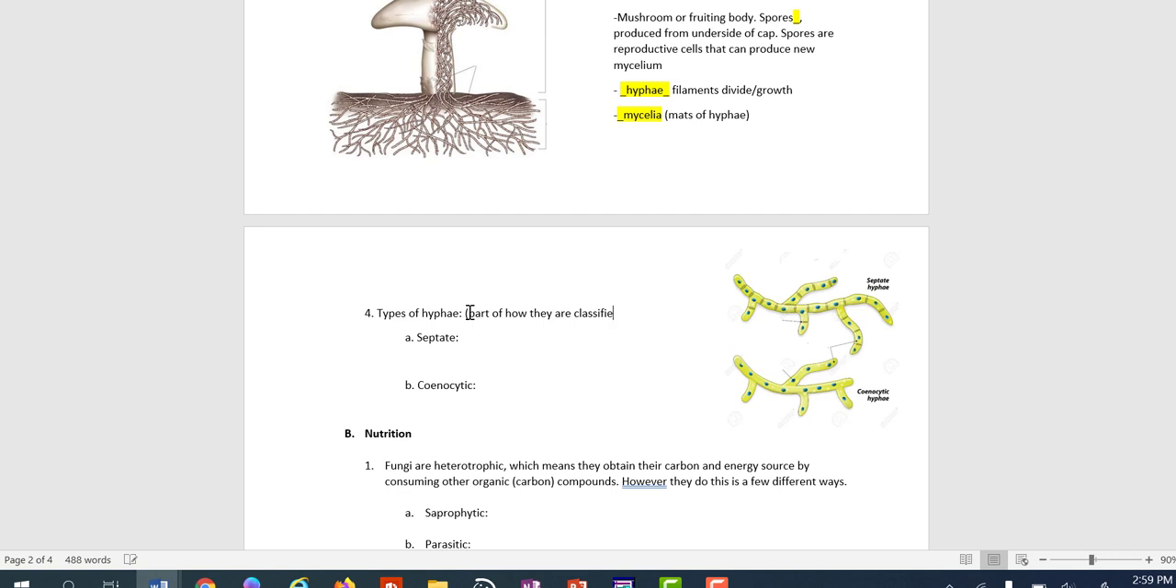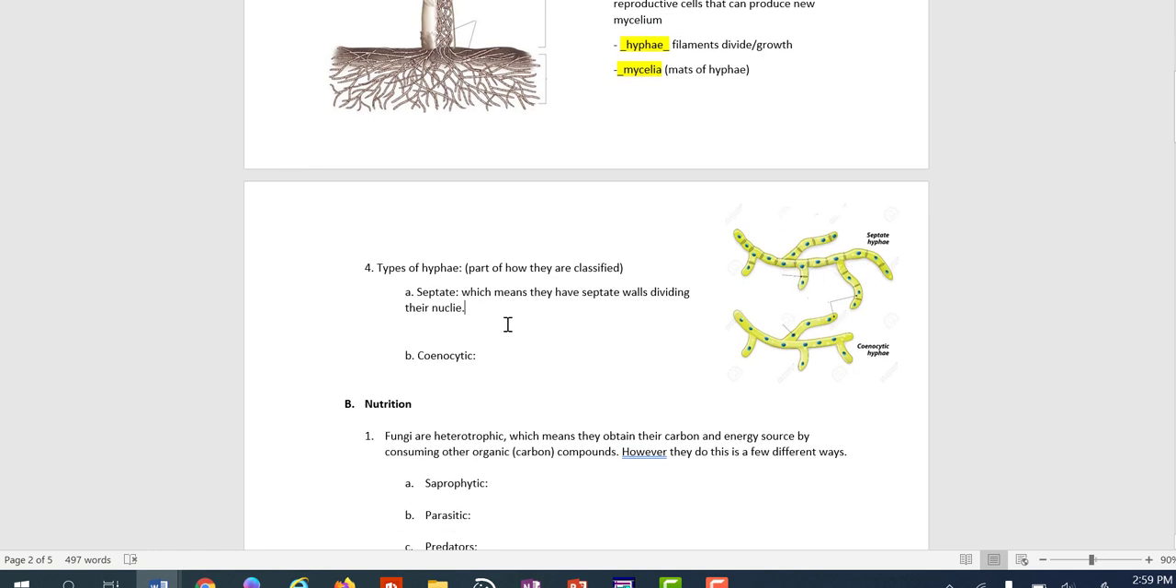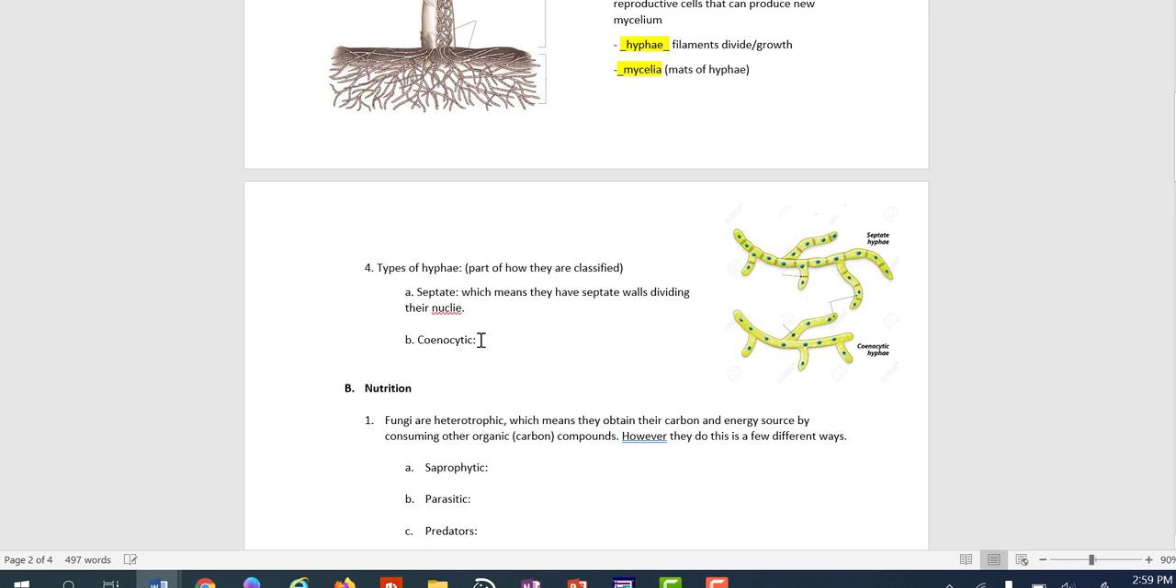And there's sort of two main groups. One group is the septate, which means they have septate walls dividing their nuclei. And so you can see in the picture here, you sort of see walls making individual cells, whereas the other group is coenocytic, and basically they lack septate walls between their nuclei.